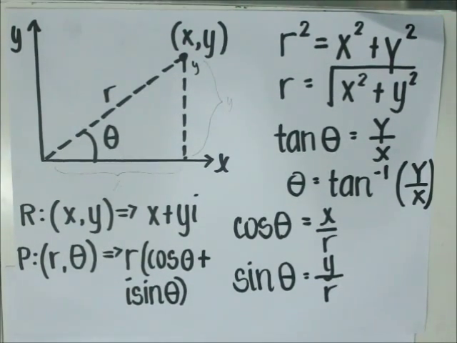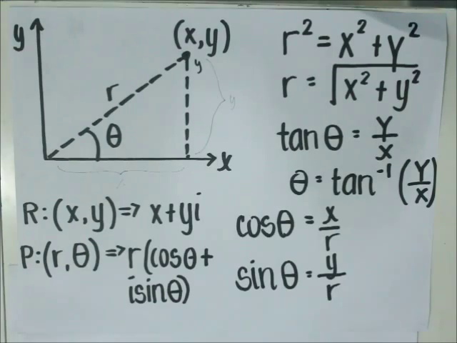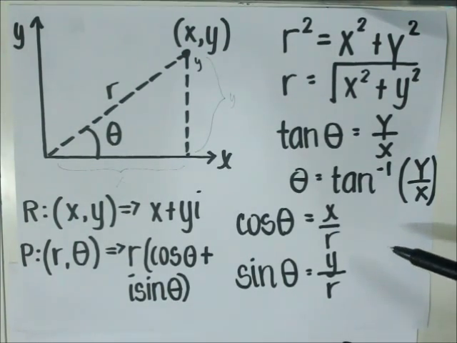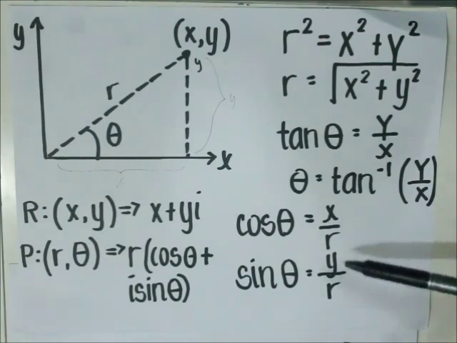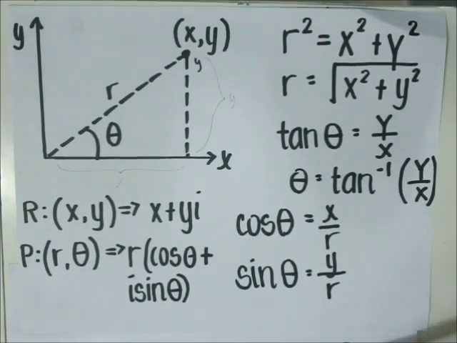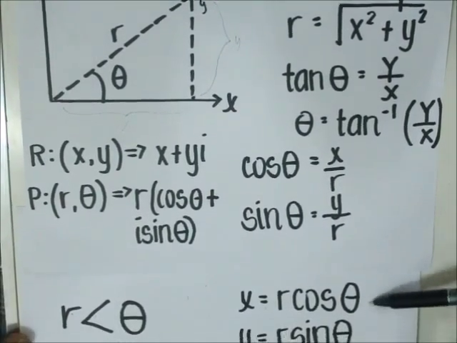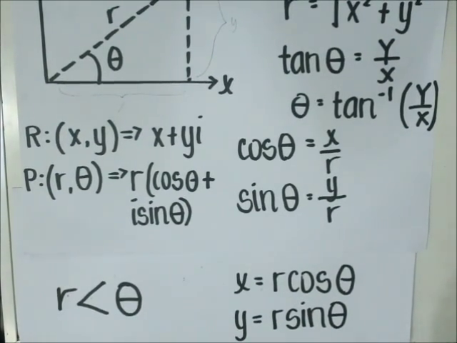Converting a complex number from polar to rectangular coordinates, we simply substitute the values of r and theta into the formulas x equals r cosine of theta and y equals r sine of theta to form the x and y rectangular coordinates.